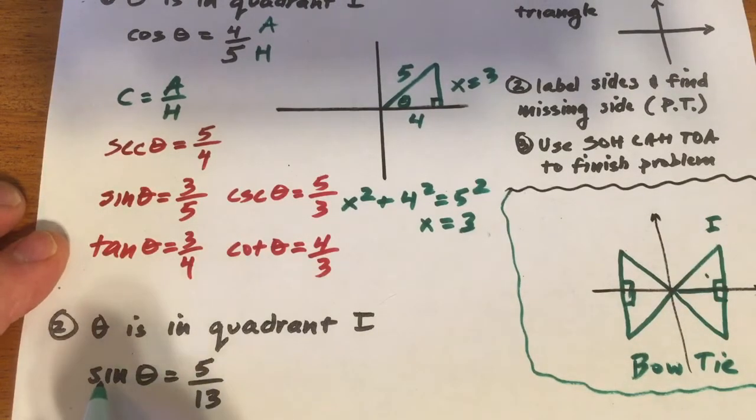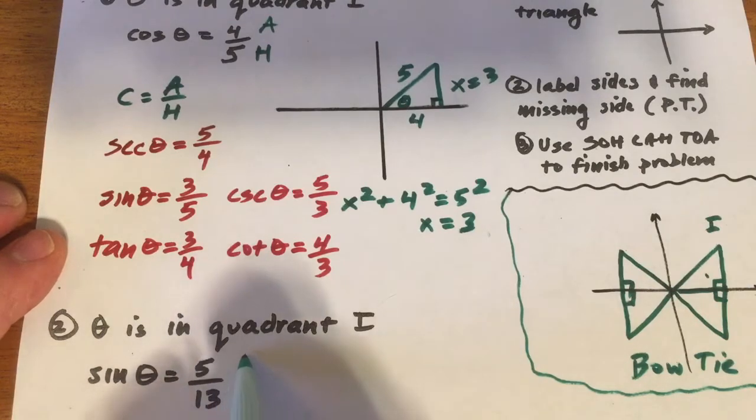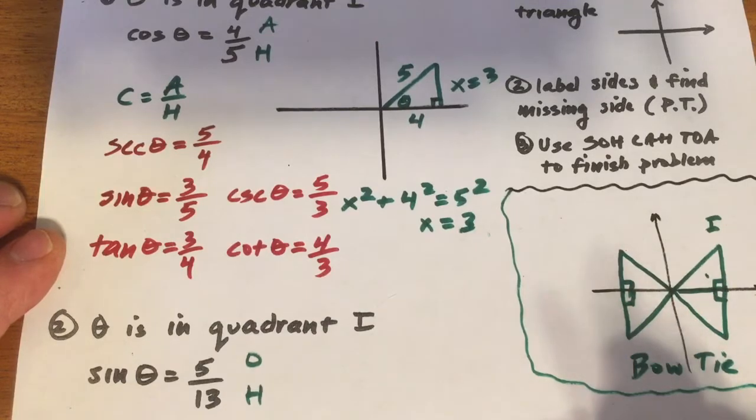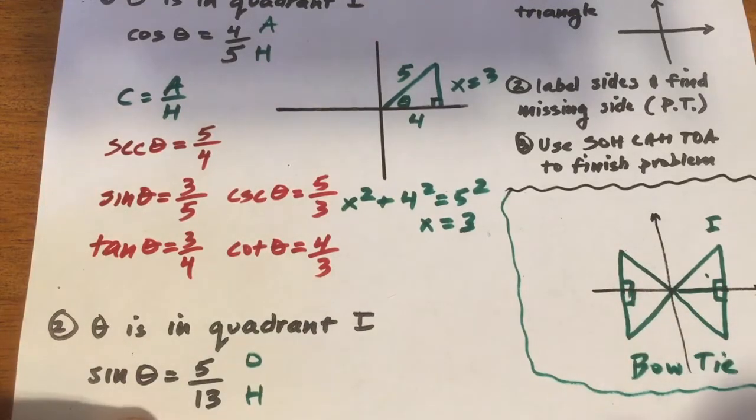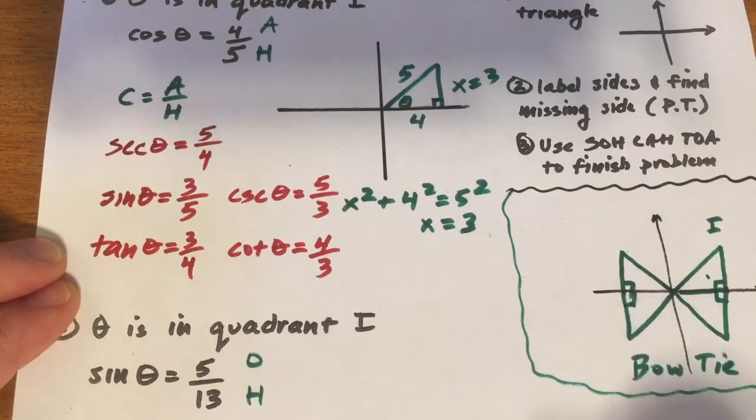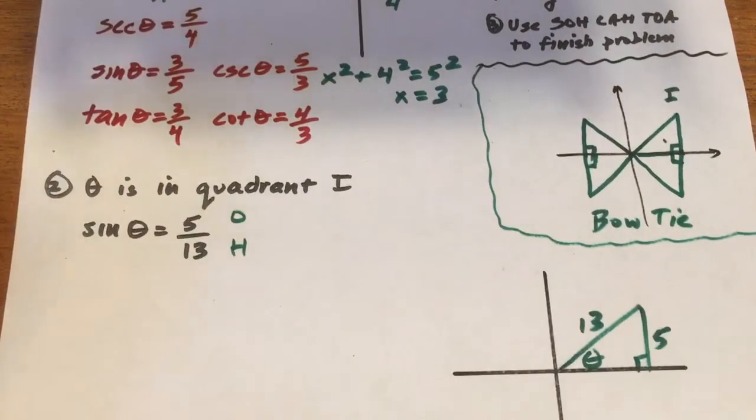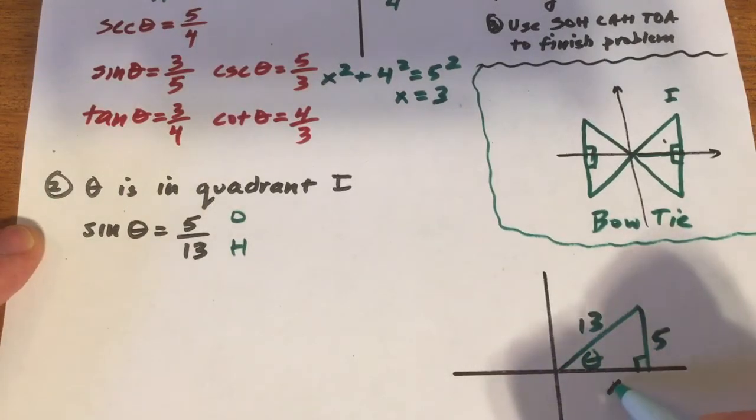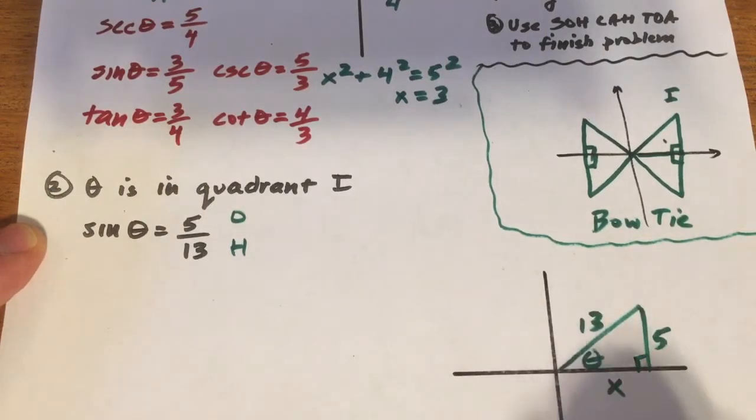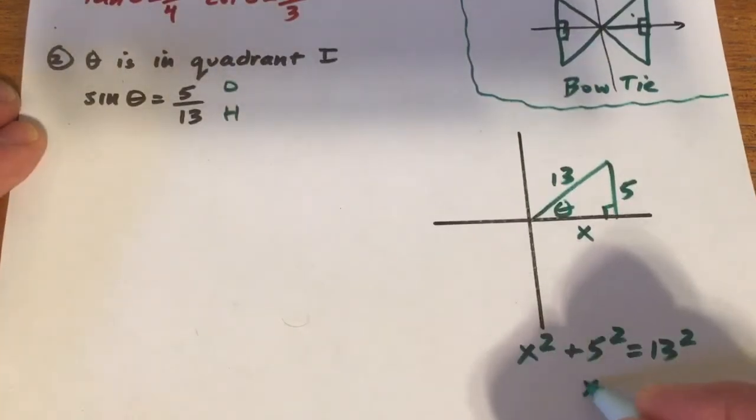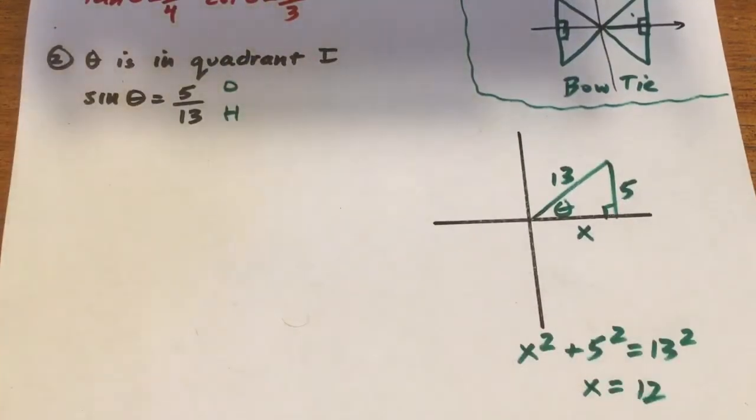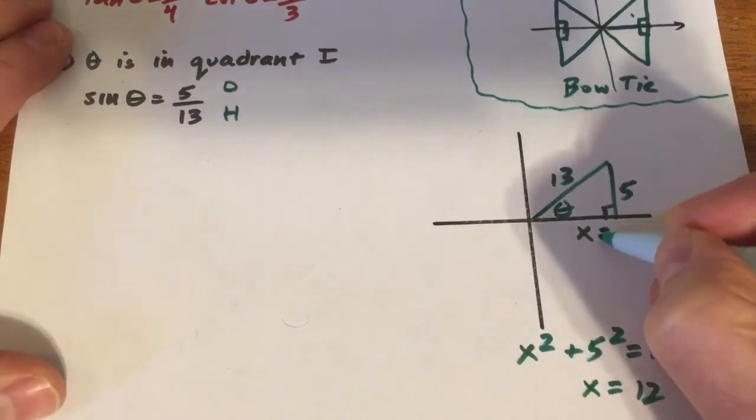This time this is sine. According to SOHCAHTOA, we know that sine is going to be an opposite leg over hypotenuse. So opposite our theta, we're going to have 5. Hypotenuse is going to be 13. And now we want to figure out the third side of the triangle, which is x. Our Pythagorean theorem gives us x squared plus 5 squared equals 13 squared. And when we solve it the regular way, we're going to end up getting x is equal to 12. So let's go ahead and label this as 12.